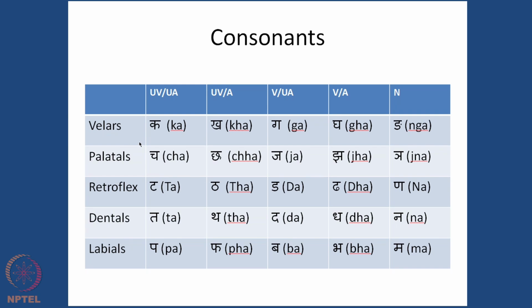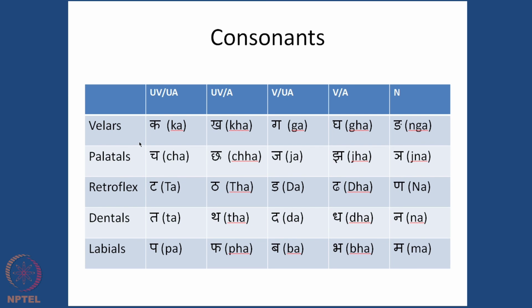Then there's a phonetic logic underlying the columns also. If you look at the first column, Ka, Cha, Ta, Ta, Pa, the second column is obtained by adding an extra breath of air. It's called aspiration. For example, Ka, Kha, Cha, Chha. So to get the second column from the first column, you add aspiration. Now to get the third column from the first column, you activate your vocal cords. To get Ga from Ka, you're activating your vocal cords. To get Ja from Cha, you're activating your vocal cords. This is called voicing.